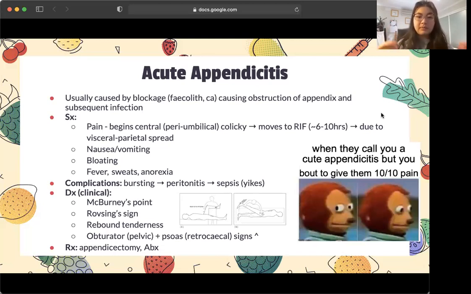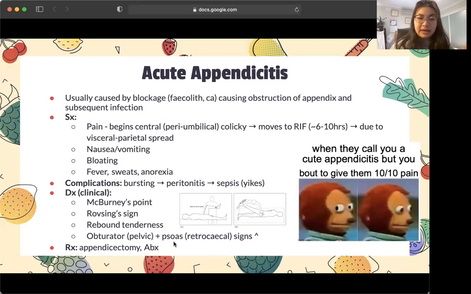Clinically, we want to be aware of McBurney's point, which is 2/3 of the way between the umbilicus and the ASIS. And if you point it, that's technically where the appendix should lie. Rovsing's sign is that you press the LIF and there's pain in the RIF because there's irritation of the parietal peritoneum. A rebound tenderness is when there's pain when you take it off. Again, just a sign of irritation of the parietal peritoneum.